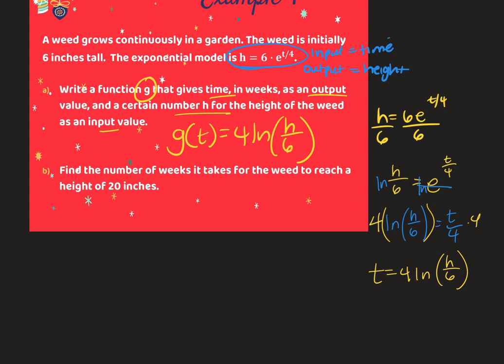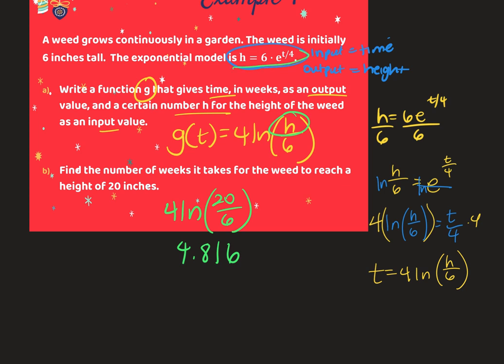And then B says, find the number of weeks it takes for the weed to reach a height of 20 inches. So what's one way to do it? Because there's more than one. Just plug it into the new model, right? Height is my input on the new model. So 4 ln of 20 over 6. 4 ln 20 divided by 6. And I get 4.8158, so 1/6. Or what else could you have done with the original model?